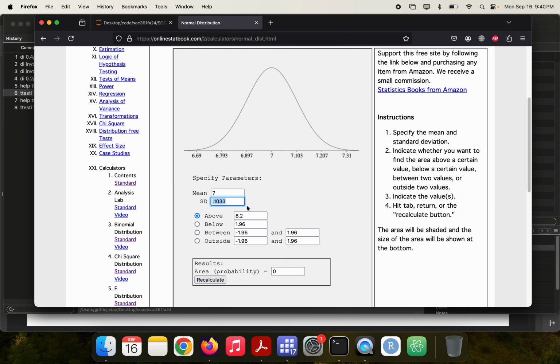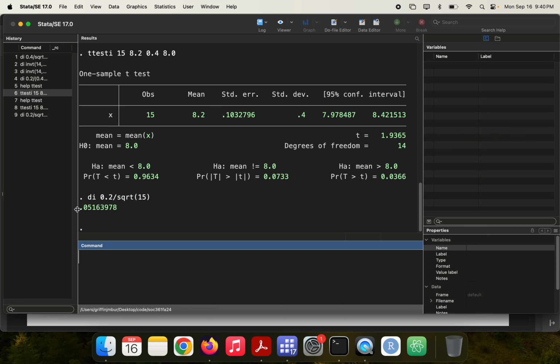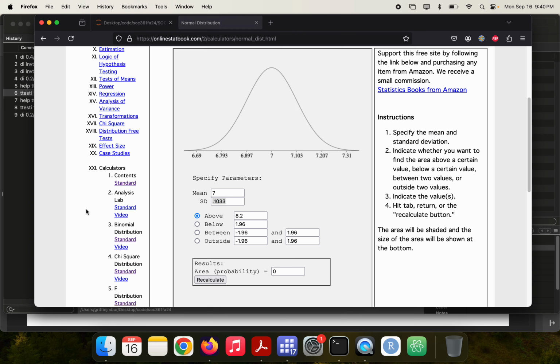Let's do this actually in the online stat book. So we can say standard error here, we need to calculate that. So let's write display 0.2 divided by square root of 15. That's this here. So let's write 0.0516. So we have a tighter standard error here, but the same raw difference. So it's going to be even more different. And let's say we just have outside, we'll do a two-tail test here. So two-tail test would be 7.8 and 8.2. So basically just getting the statistic on either side.